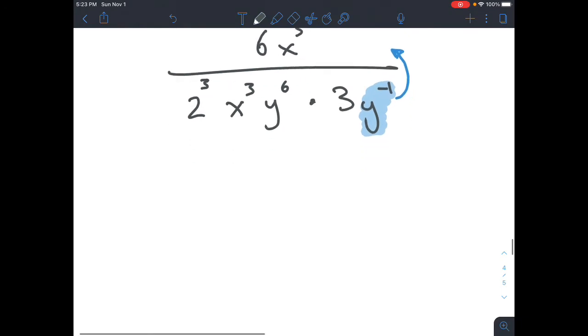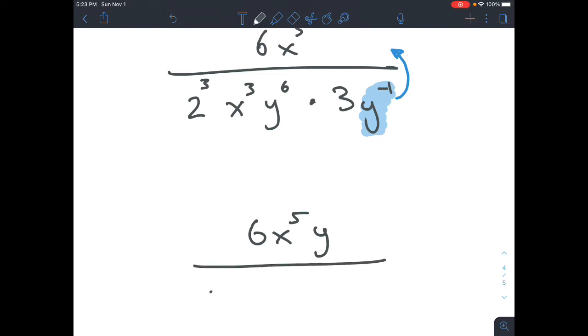I rewrite my work again. Now it's just y to the first power. Since it's a first power, I don't have to write the 1 again because it's just y. In the denominator, 2 cubed, y to the 6th.